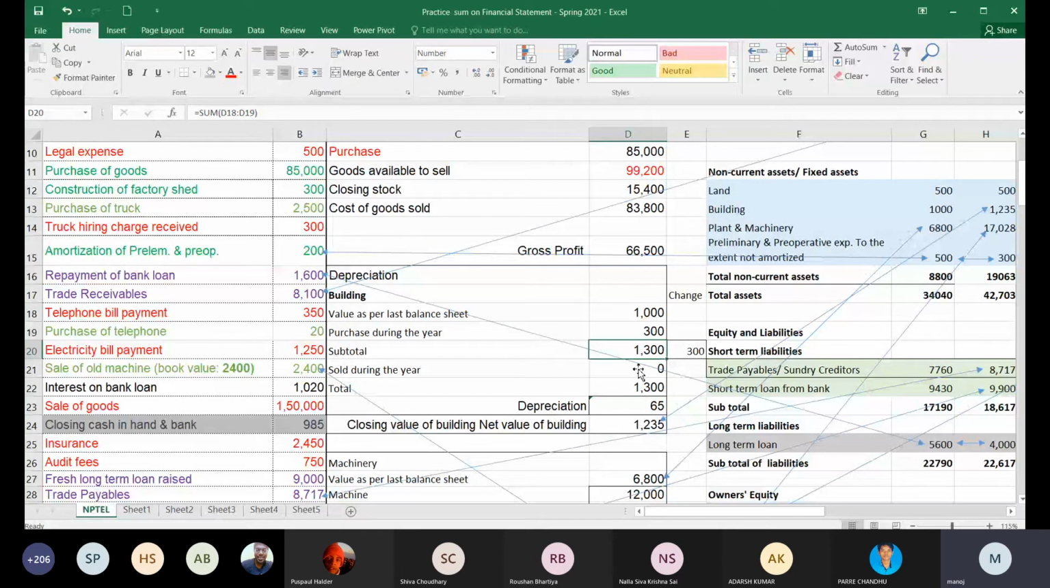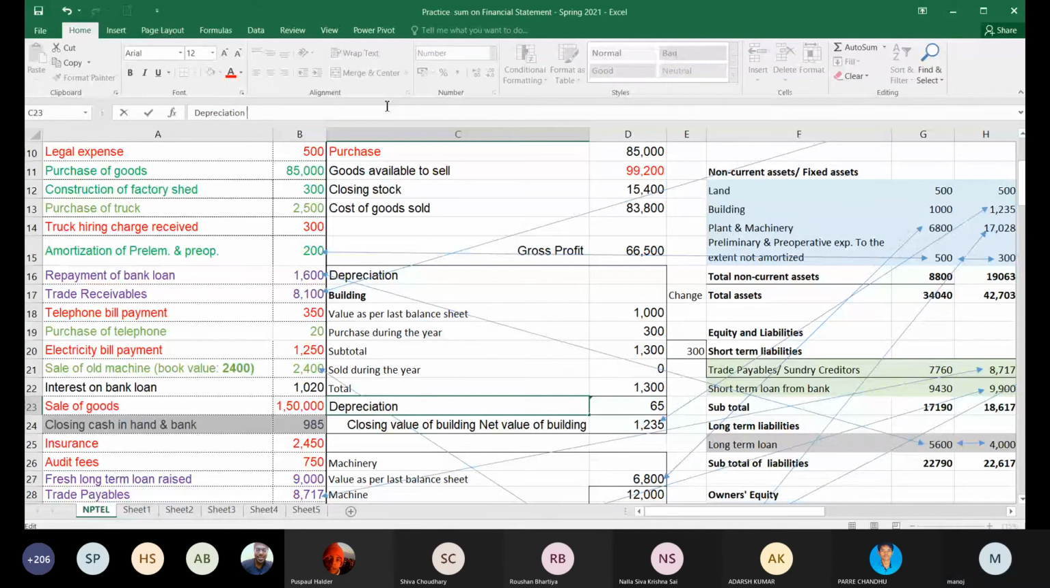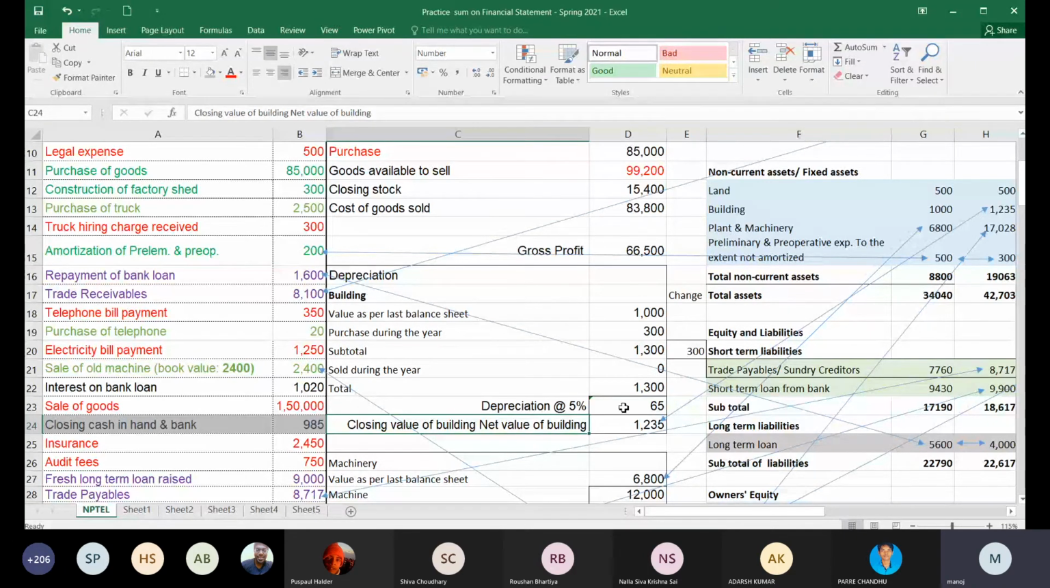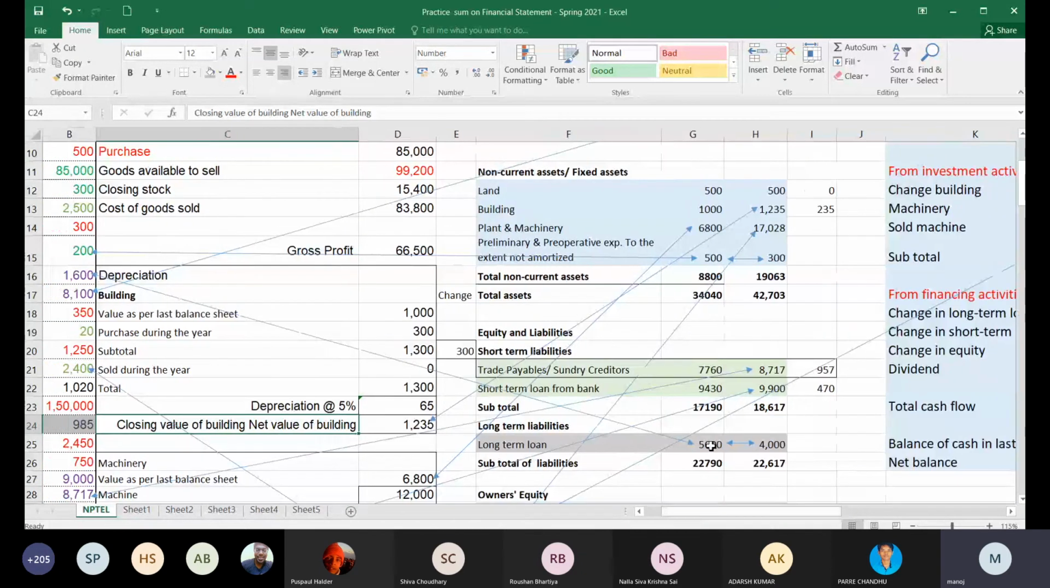Now this is the total value of the building asset and you depreciate at the rate of 5%. So building is depreciated at the rate of 5%, 1,300 becomes 65. Deduct that from 1,300 becomes 1,235. This is the book value of building and that goes to the balance sheet here.